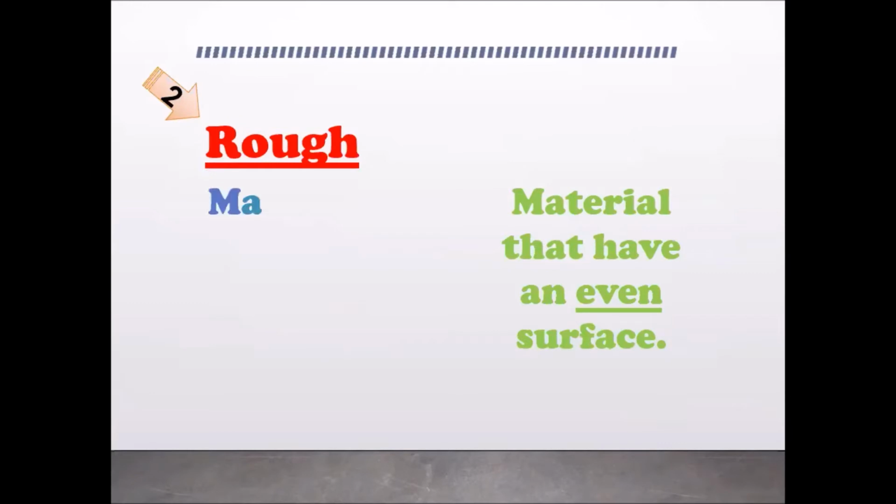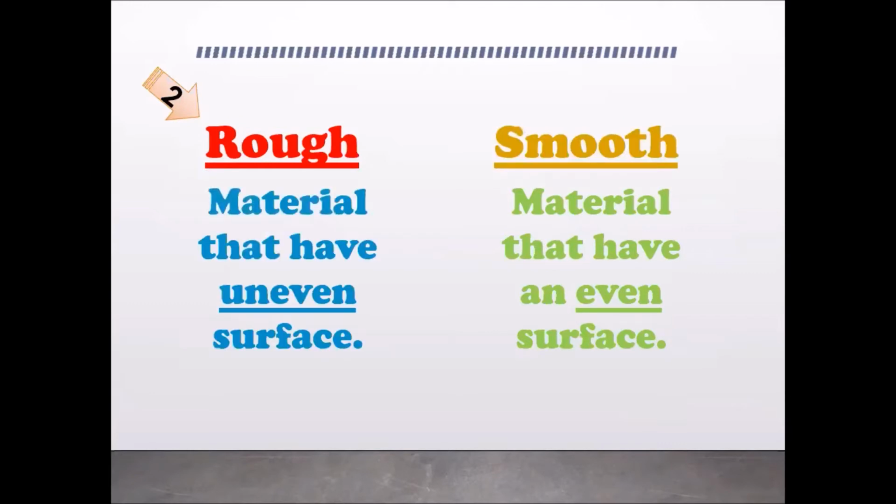The second property is rough and smooth. What does it mean? A rough material is a material that has an uneven surface. It has ups and downs. When you put your hands on it, your hands will not slide. You will find your hands going up and down with this material, like the car tire.